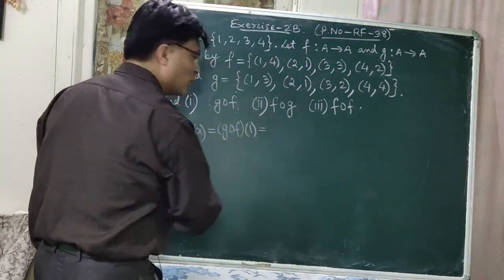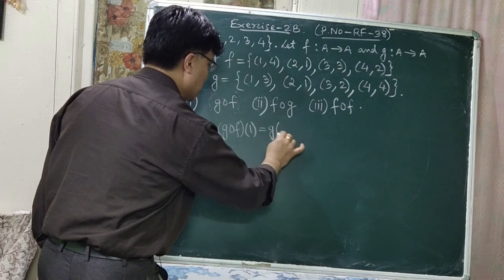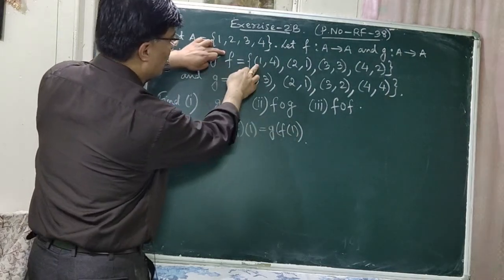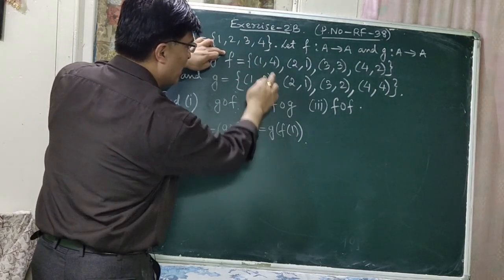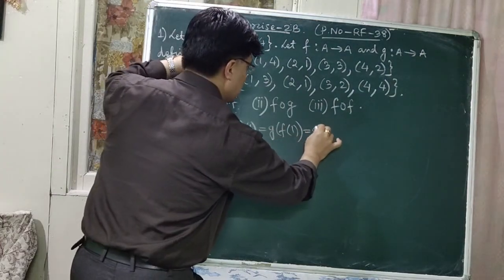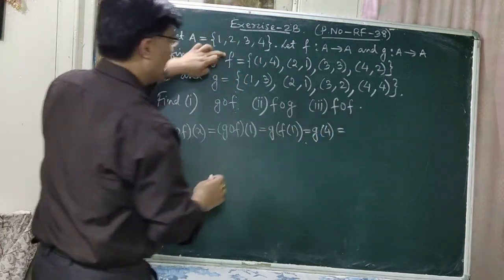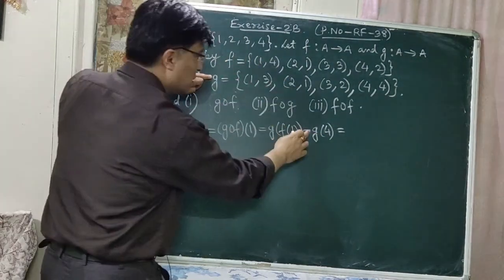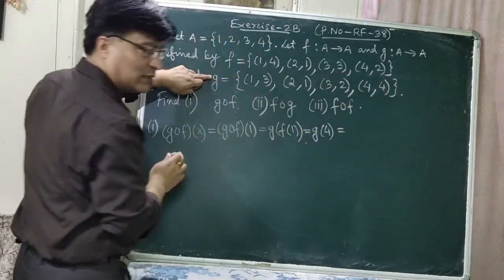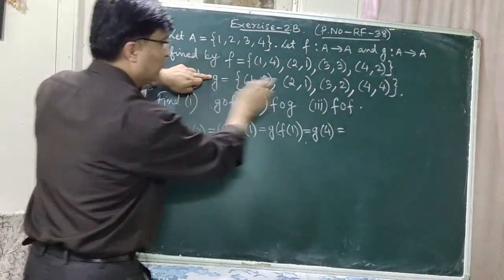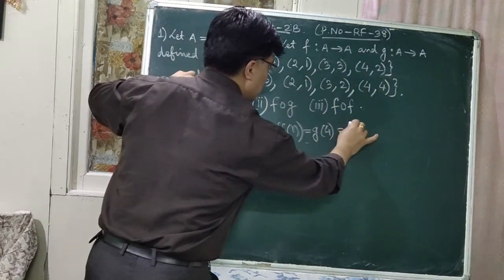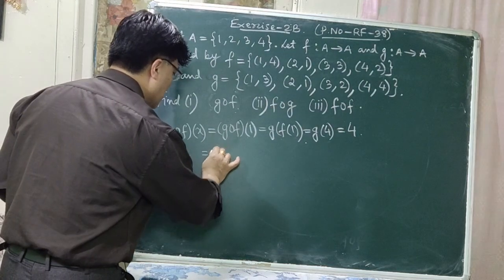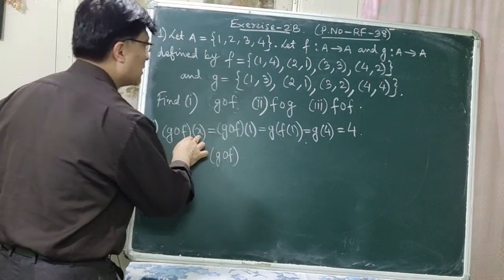This is defined as g of f of 1. So what is f of 1 now? 1 is related with 4, that is f of 1 is 4 in this case, which is equal to g of 4. And what is 4 under g? Look in g: g of 4 means 4 is related with what? In this case, under g, 4 is related with 4. So its value is 4 here. Is that clear?